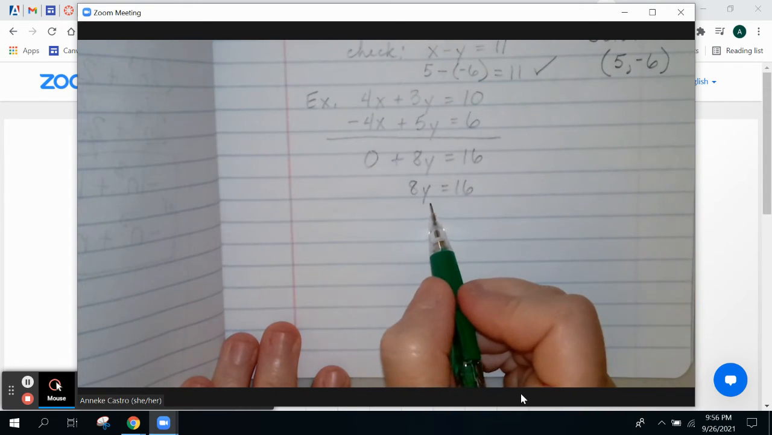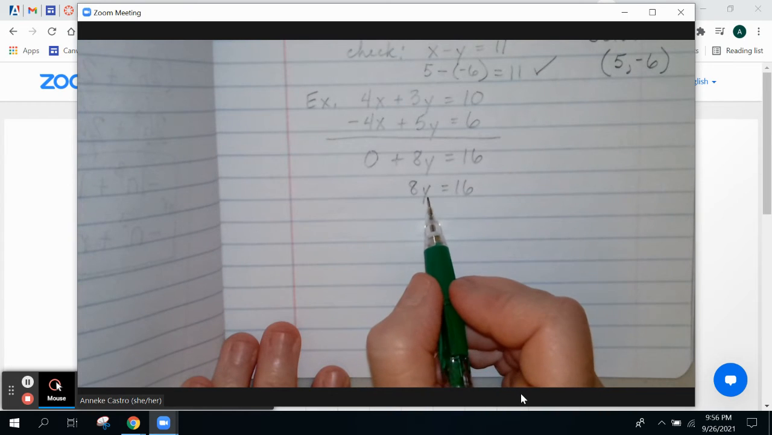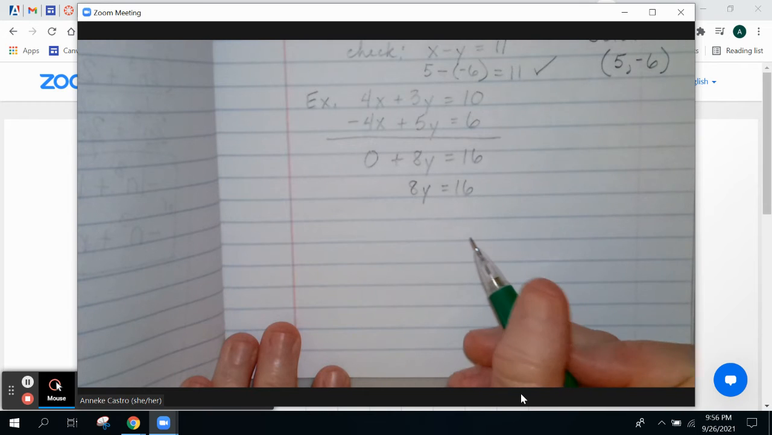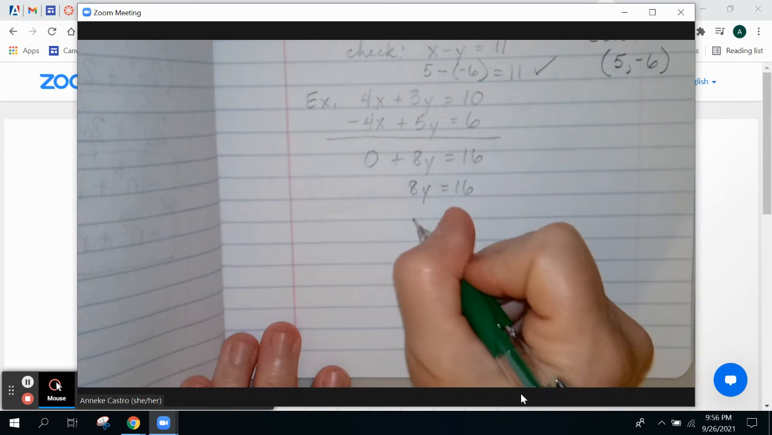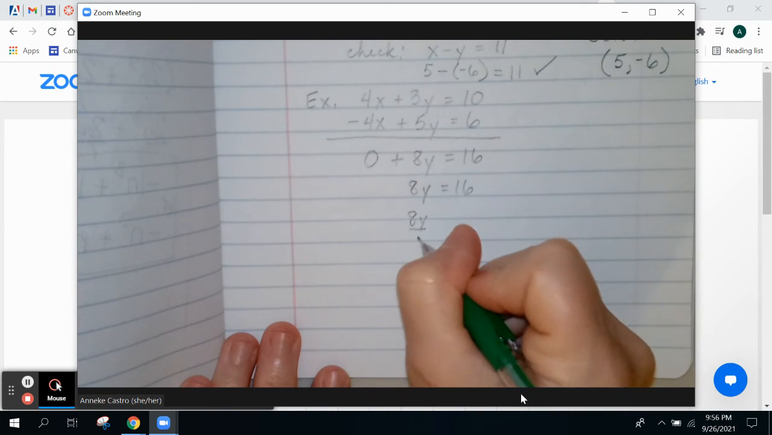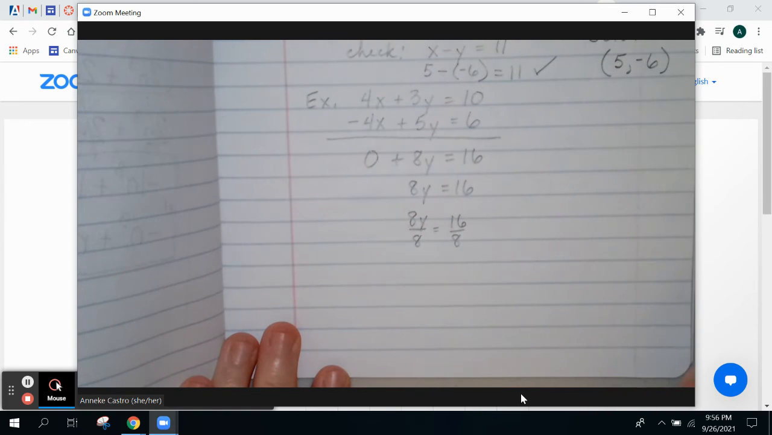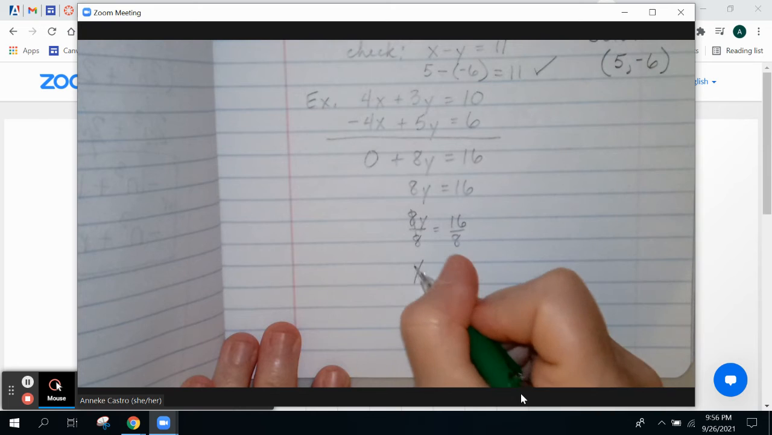8 times what is 16? Oh, 8 times 2 is 16. So y is going to be equal to 2. In case that doesn't occur to you, you can solve it by dividing both sides by 8. So I'm going to divide both sides of the equation by 8, and I get y is equal to 2.